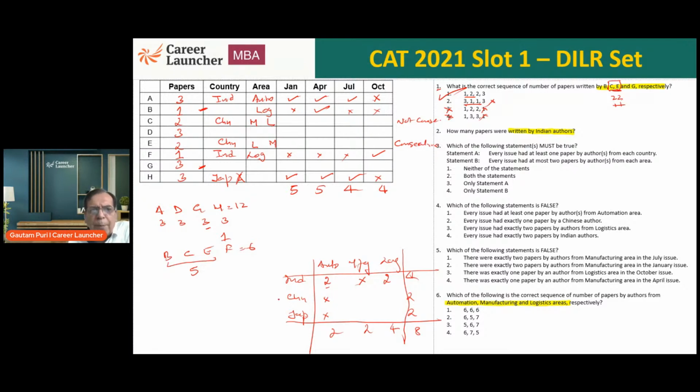Chinese, we already have 2 authors taken care of. Chinese 2 taken care of. B and G, can they be Japanese?